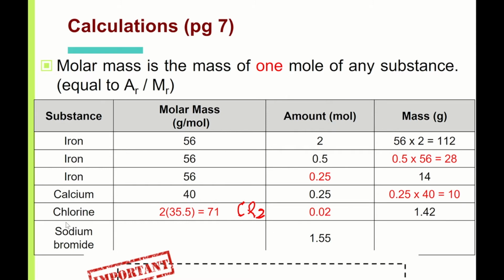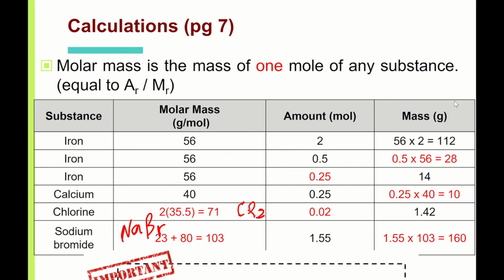You'll get this. Then for sodium bromide, what is the formula of sodium bromide? It's NaBr. Write down NaBr inside your notes. For NaBr, the formula mass is 23 plus 80 for your bromine, and you get 103. So 1 mole is 103 gram. You are given 1.55 moles. So the mass will be 103 multiplied by 1.55. You'll get this.